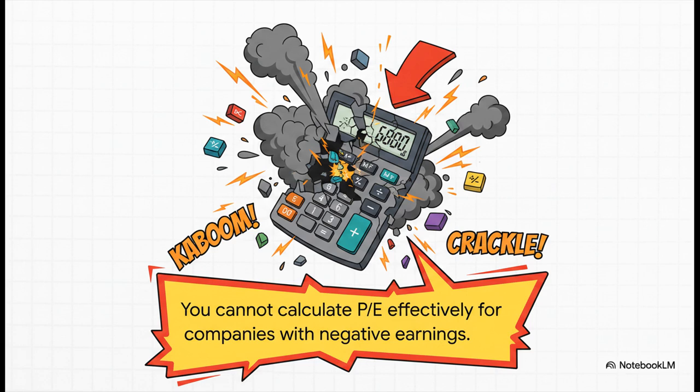I mean, you can't mathematically or even logically calculate a payback period on a business that hasn't generated a profit yet. When you run into this, you just have to pivot to entirely different metrics, like the price-to-sales ratio, swapping out earnings for raw revenue just to get a gauge on top-line growth.